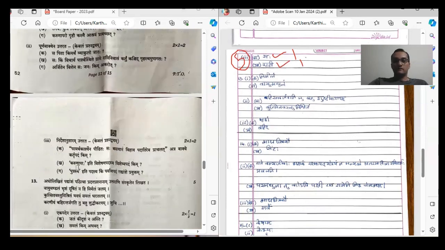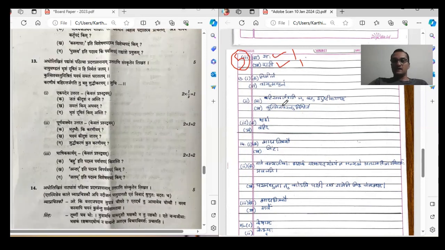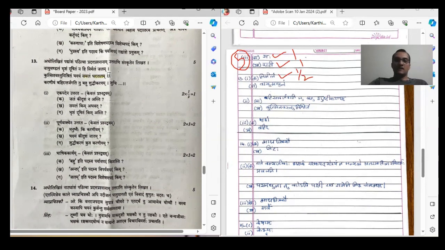Next, 13th question. Vayumandalam bhrasham dushitam. That shloka has to be read and answers have to be written. Jalam kidrisham na asti, nirmalam na asti. Correct? Half mark. And samalam kim abhavat? Vayumandalam, so it is mentioned here. Vayumandalam bhrasham dushitam is given. But here samalam dharatalam, that way they have given. So this is the wrong answer. So 0 mark.